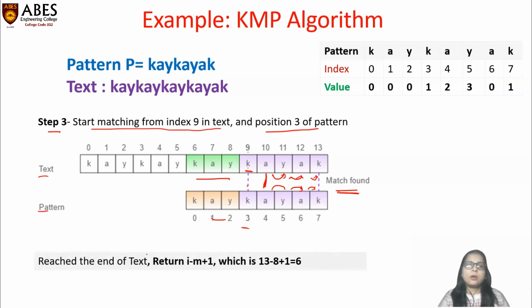At the end, the value that is returned is i minus m plus 1, which is the last index minus the length of the pattern plus 1. The value for i is 13, so we get 13 minus 8 plus 1. The only match that is found is exactly 1. We get only one answer here, where this entire pattern is matched with a sub pattern in the text, and the value for shift is 6.